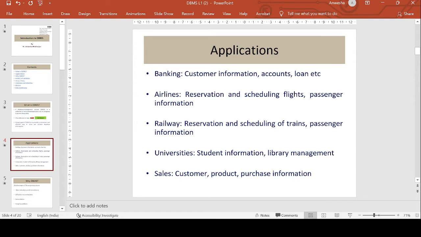Now there are a lot of real life applications of database management system. For example, airline reservation system, railway reservation system, student database management system, banking sector. We also have databases in universities to maintain student information. Another one is the library management system. In sales also, we maintain the customer information, product information, purchase information. So in sales also we have applications of database management system.